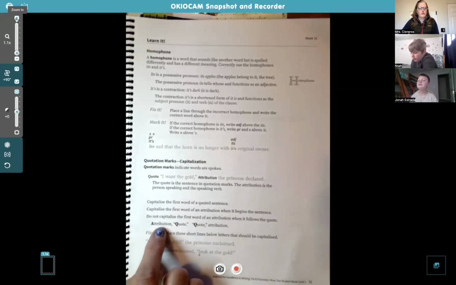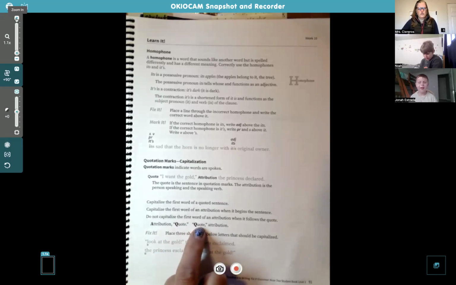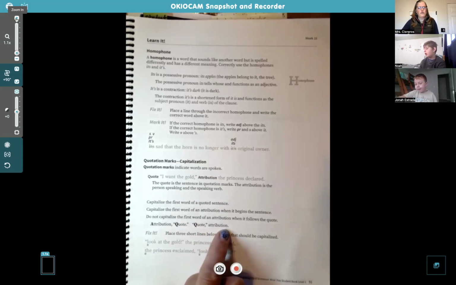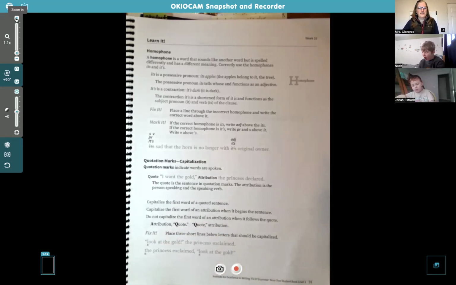So if the attribution comes first, that should be a capital. And then the quote is always capital because it's like its own sentence. So same here, if the quote comes first, capital. But if the attribution comes after the quote, you don't have to capitalize that one. So that's the pattern to follow. And they're going to make mistakes in this book just for you because they love to trick you. And you're going to have to figure out where those capitals go.